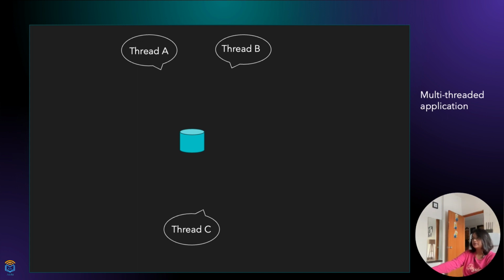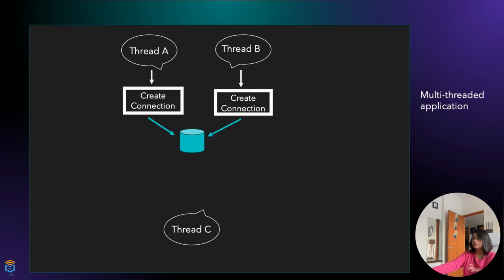Now let's take this multi-threaded application where we have 3 threads running parallelly and all the threads want to talk to the database. When thread A wants to fetch something from the database, it will create a database connection and then fetch some data. Thread B, when it wants to execute a read or a write query, will again create a new connection and then fetch the data. Similarly for thread C. So do you think this is the right design pattern?